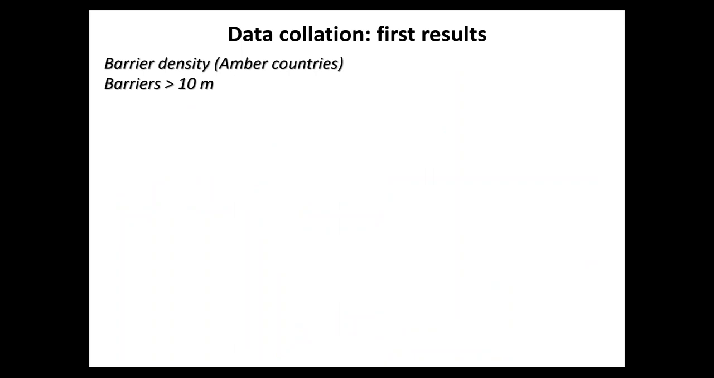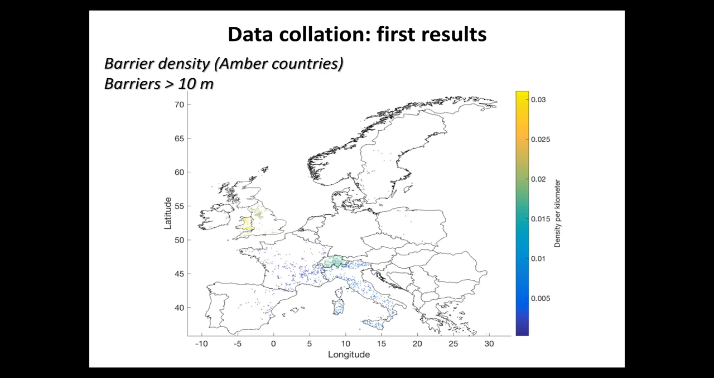So I'm going to show you some of the results of this data collection, mainly for Amber countries. This picture shows you, for the available databases, the density of barriers higher than 10 meters, and except for some exceptions, the density value is comparable across Europe for barriers higher than 10 meters.